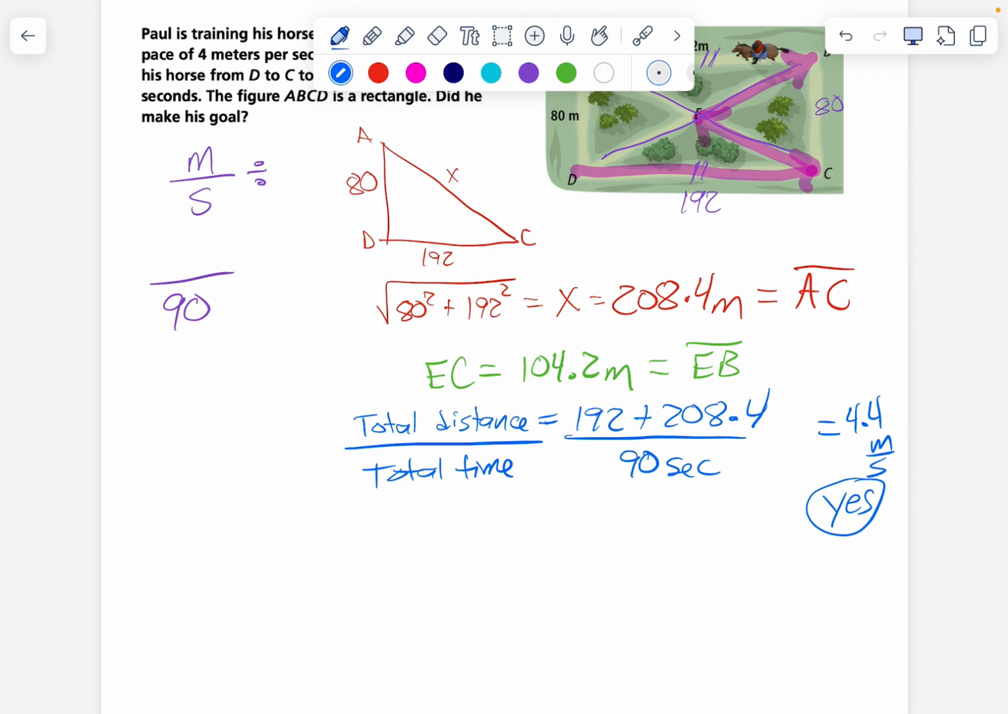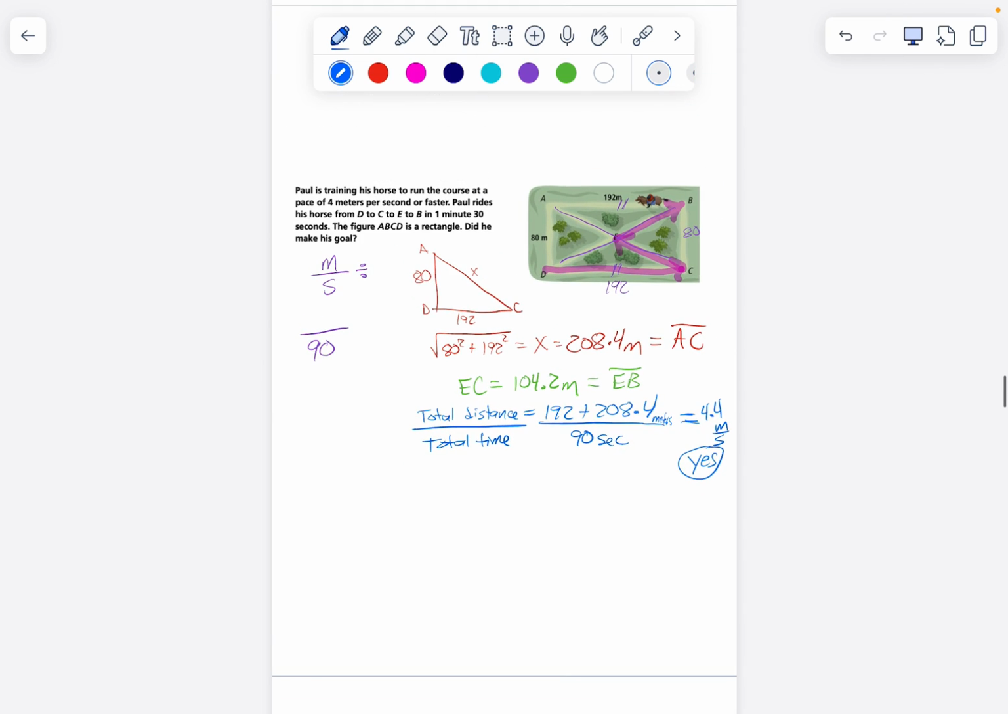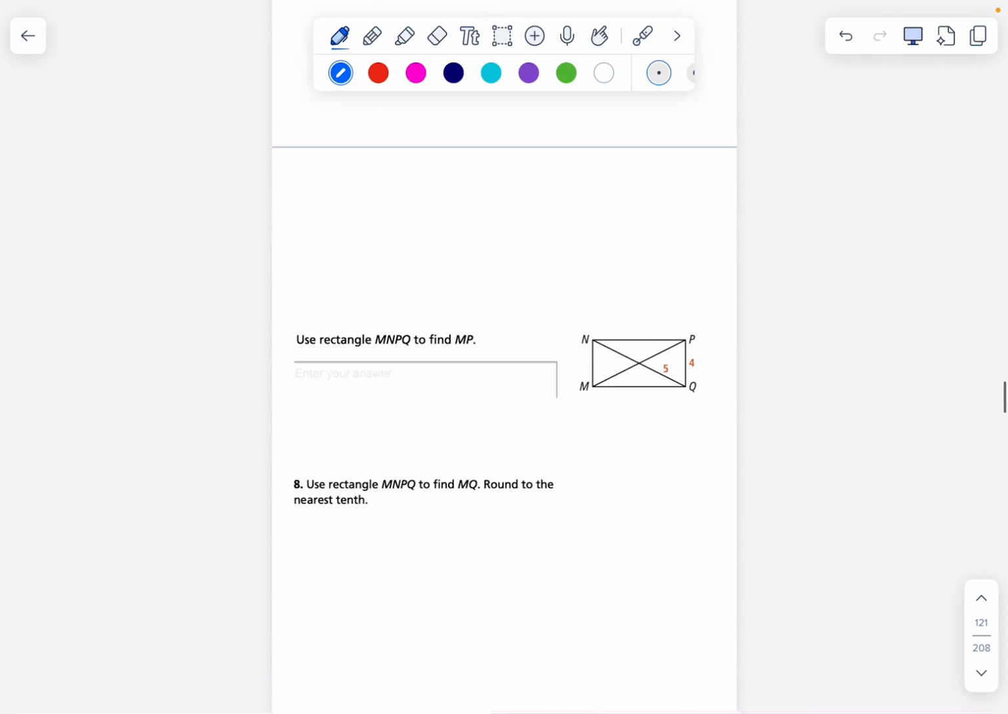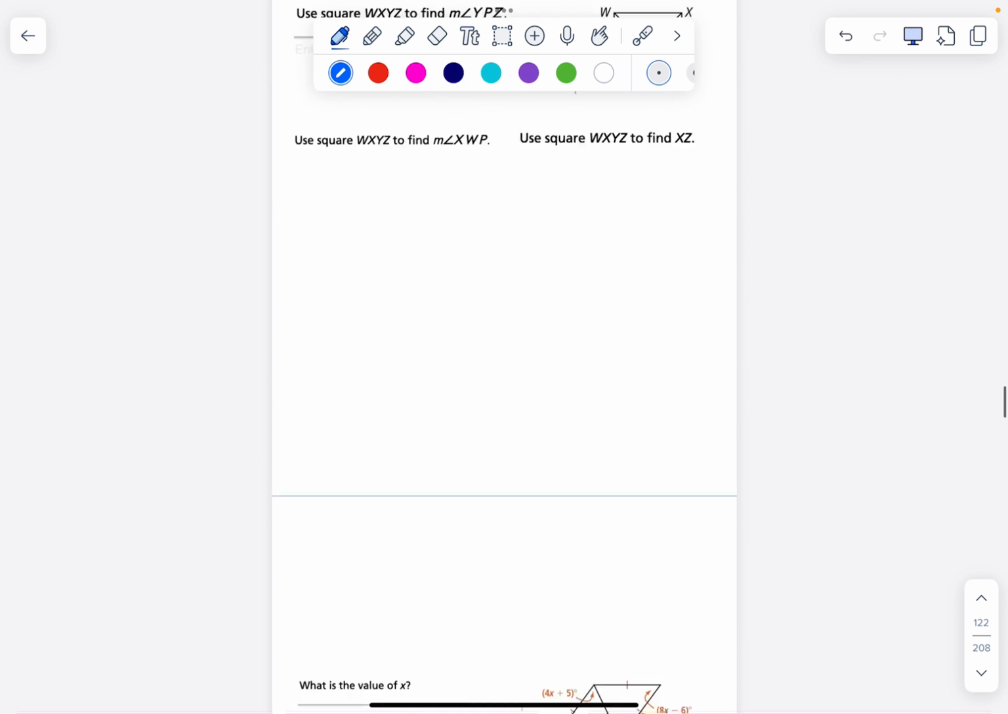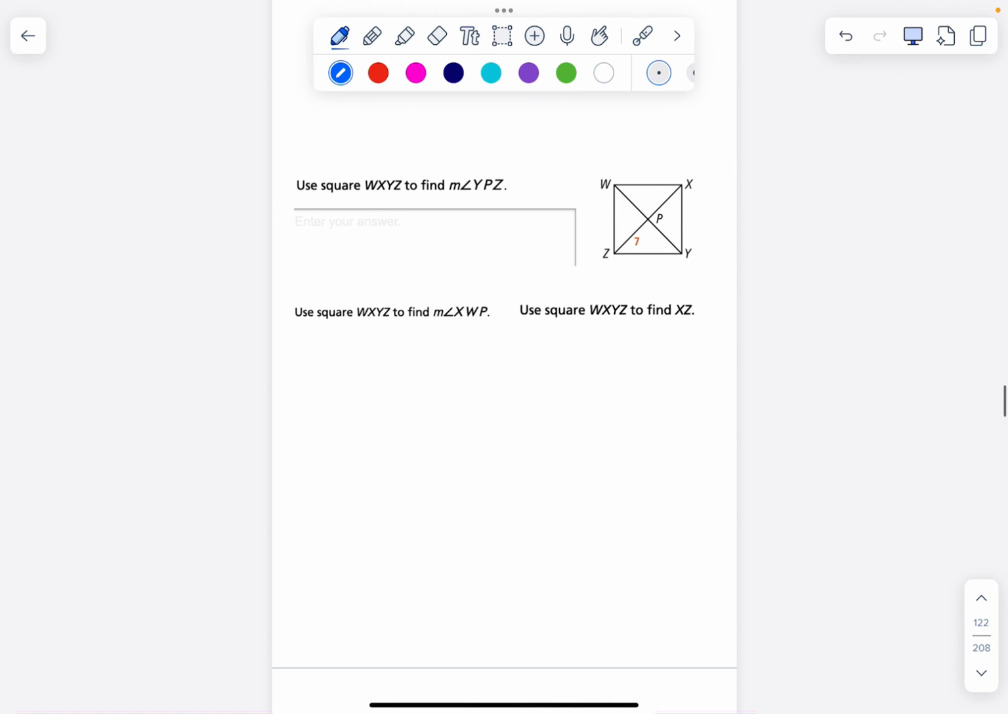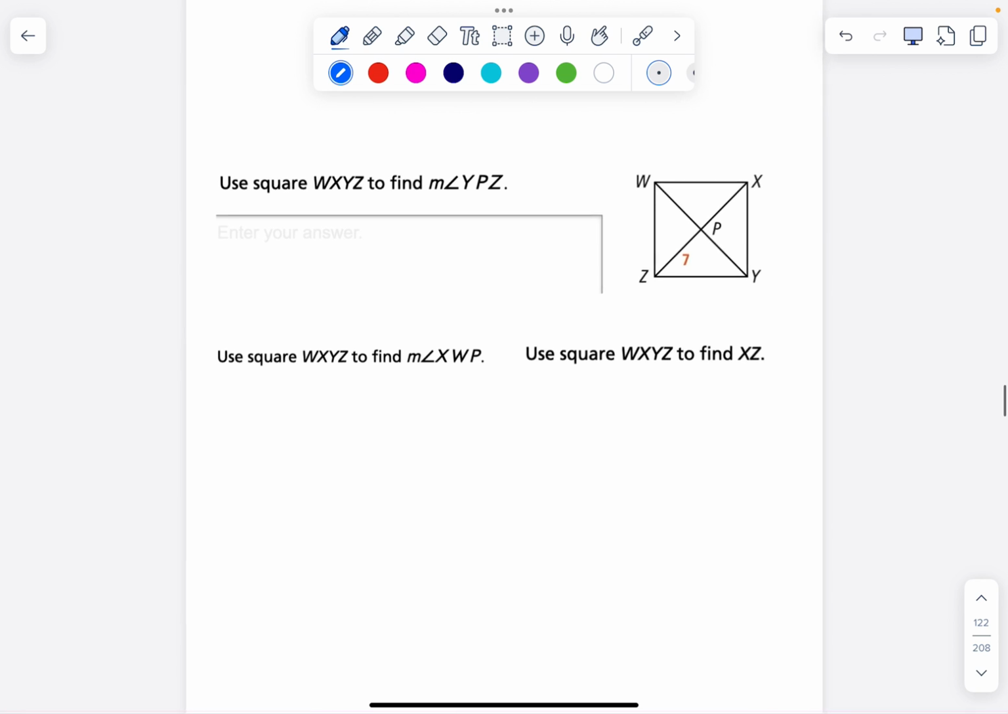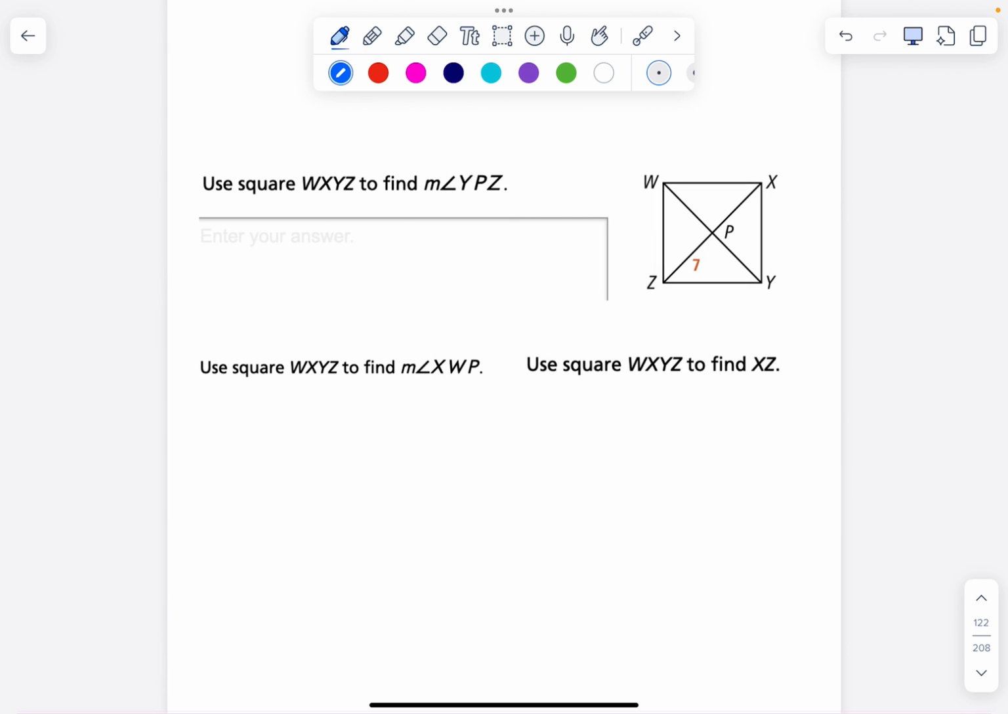All right, there's a good in context kind of rectangle. All right. There's a square. Sometimes squares are tricky. It says find the measure of YPZ.